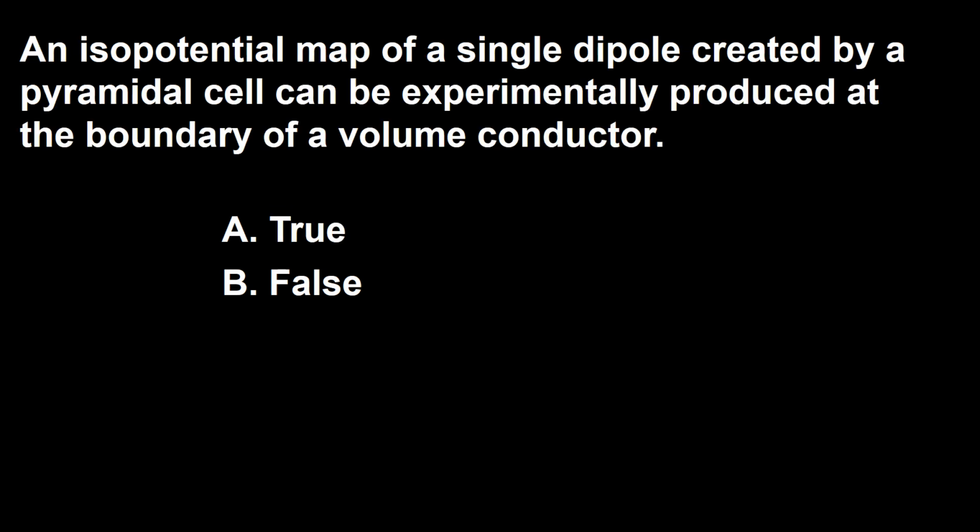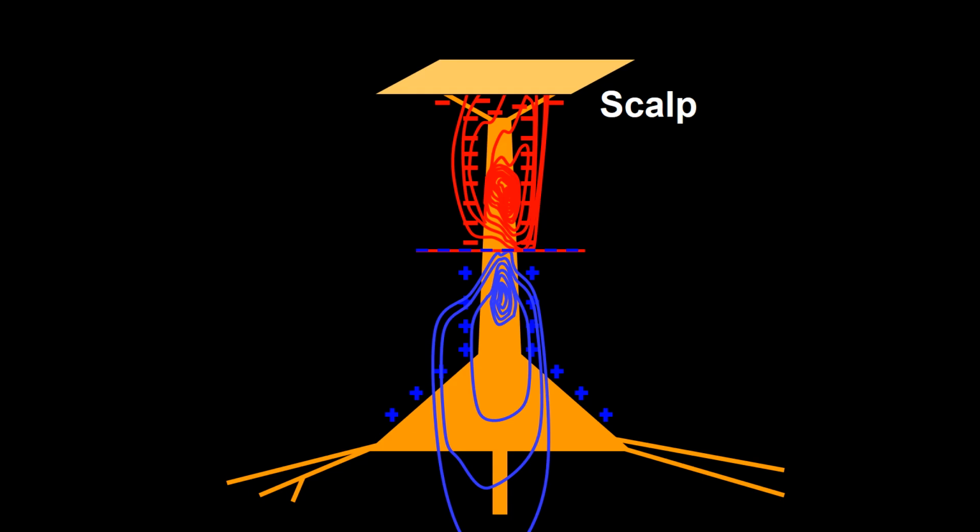Next question. Isopotential map of a single dipole created by a pyramidal cell can be experimentally produced at the boundary of a volume conductor. A true, B false. The isopotential lines of a single dipole, which is equivalent to the electrical field of one neuron, is too small to produce isopotential lines that would reach the scalp.